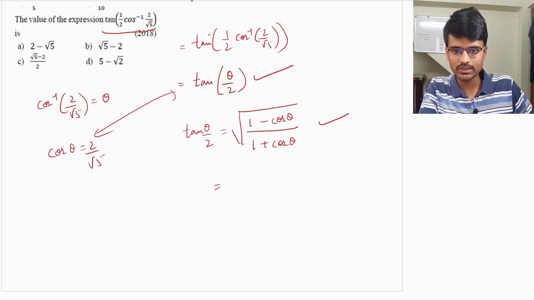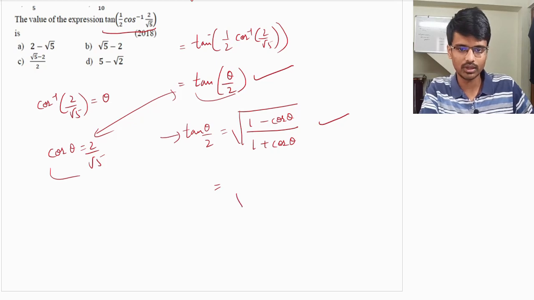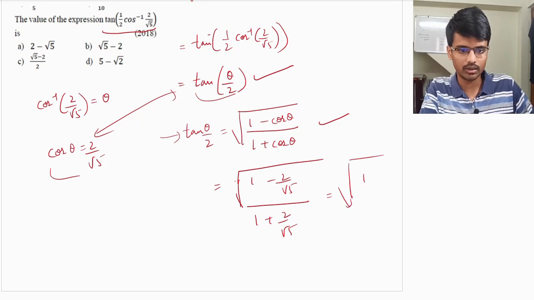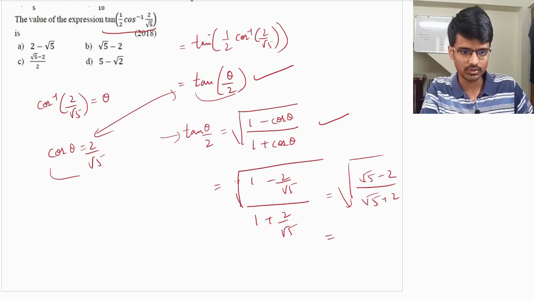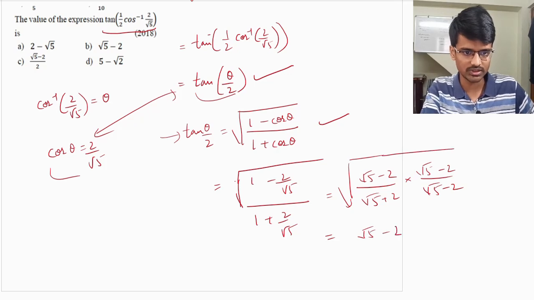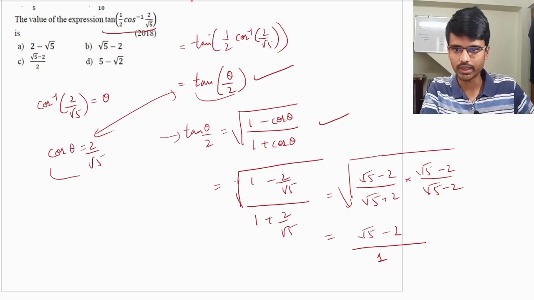So looking at cos theta and tan theta by 2, you should get this result in your mind. Now all you have to do is substitute the value of cos theta: 1 minus 2 by root 5 over 1 plus 2 by root 5. This is nothing but root 5 minus 2 by root 5 plus 2. I have to rationalize. Rationalizing means multiplying by root 5 minus 2 on both. In the numerator I am left with root 5 minus 2 because this gets squared, and in the denominator I get 5 minus 4, that is 1. So the correct answer is B.